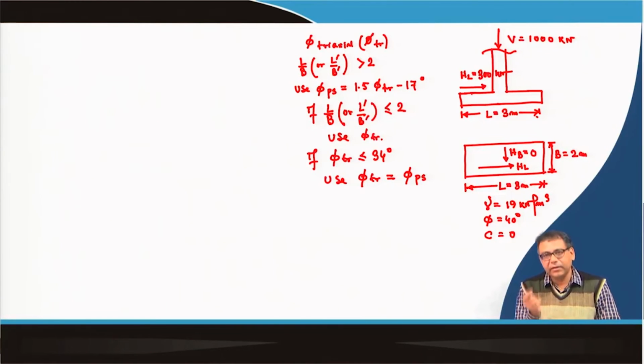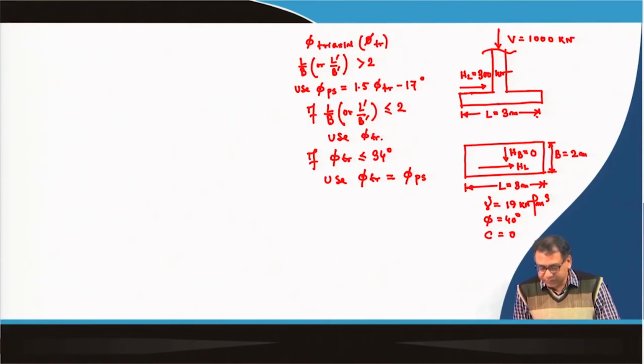If it is less than or equal to 34 degrees, then whatever the case, use that 34 degrees. And if the length is less than or equal to 2 times the width, but phi triaxial is more than 34 degrees, then you use that phi triaxial. Okay.